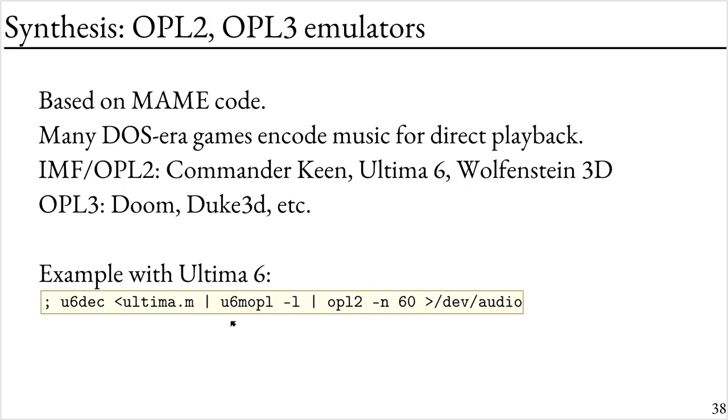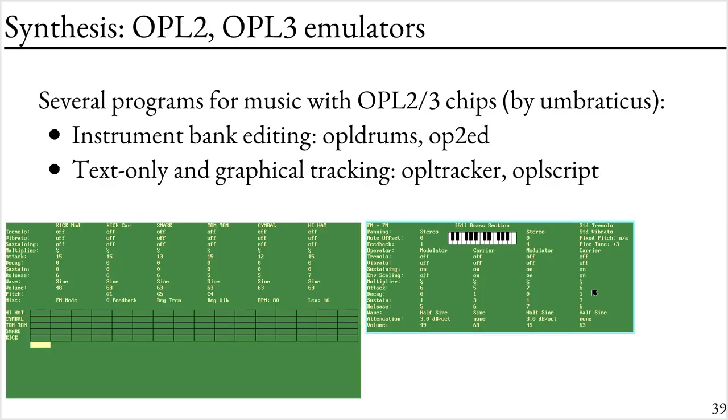So, for instance, for Ultima 6, there is an additional step where music files have to be decompressed, and then U6M OPL acts essentially like DMID, just sending commands to OPL2, which then synthesizes audio at this 60 hertz rate. Courtesy of Umbraticus, we also have several programs for editing instrument banks. So on the left we have OPL drums for percussion instruments. On the right, OP2 for melodic instruments in the banks.